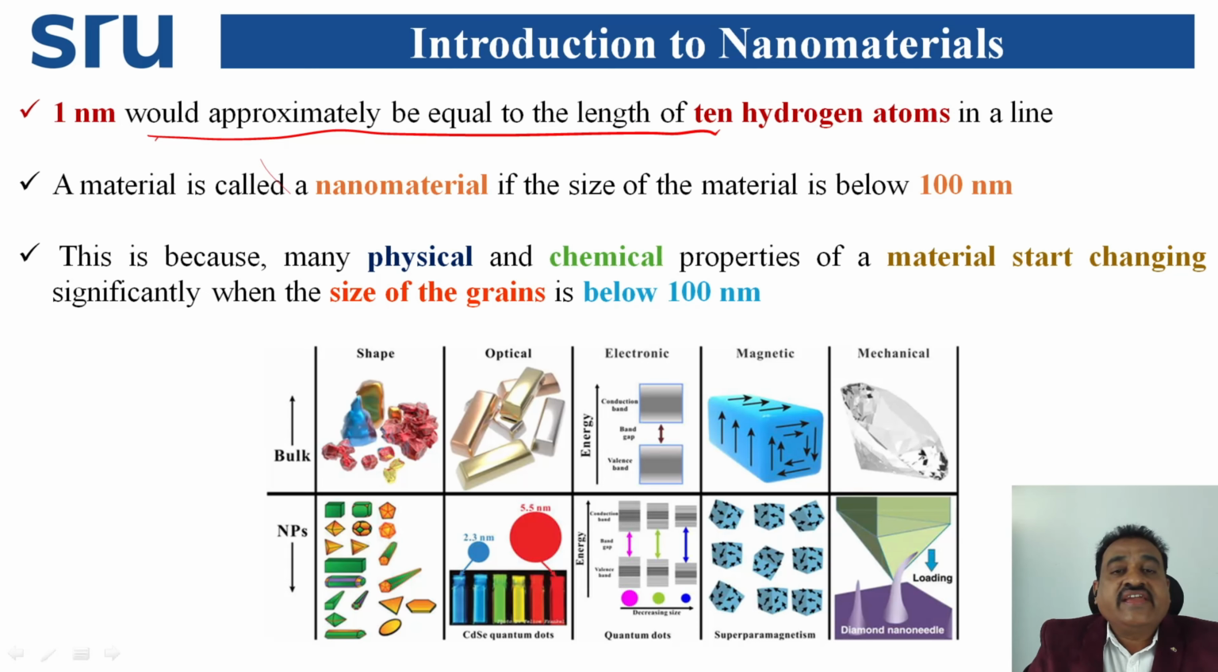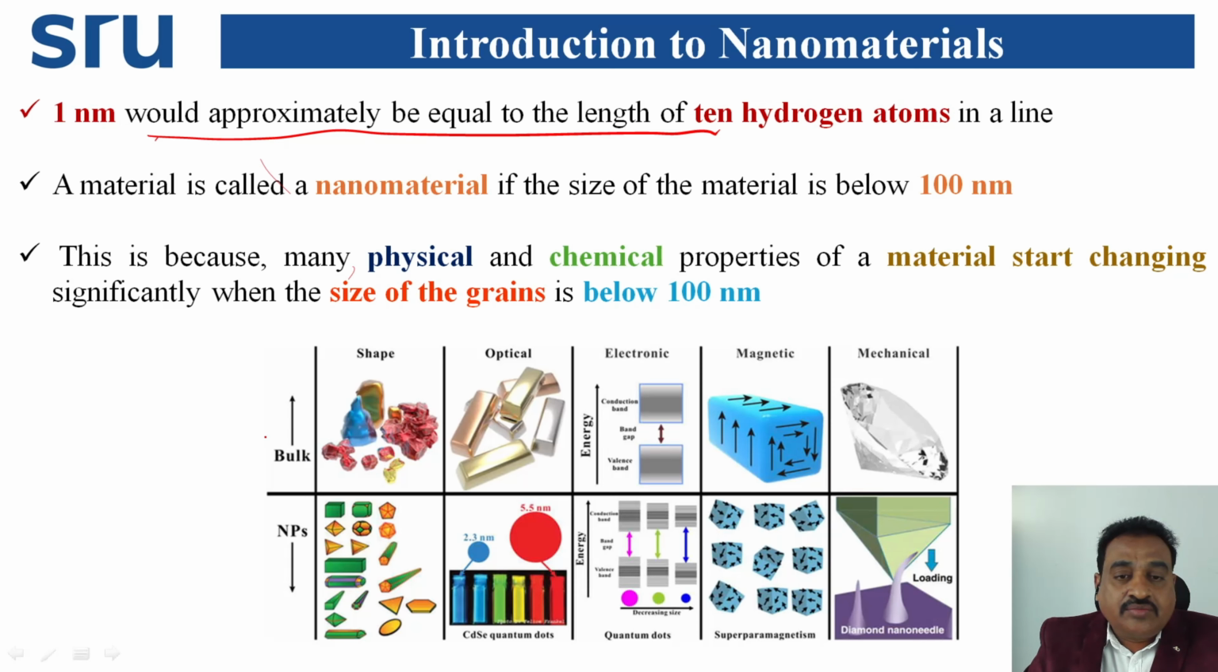A material is called a nanomaterial if its size is below 100 nanometers, or if the particle size is between 1 and 100 nanometers. This is because many physical and chemical properties of a material start changing significantly when the grain size is below 100 nanometers.